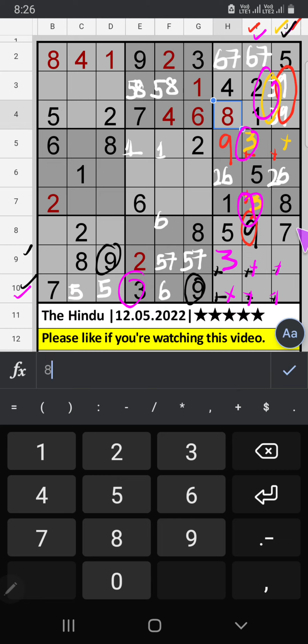Column J, we have 7. So 7 can't come in the cell. 7 will come in any one of the two cells. We will confirm later. 6th grade, only one number is remaining. 4 is confirmed here.